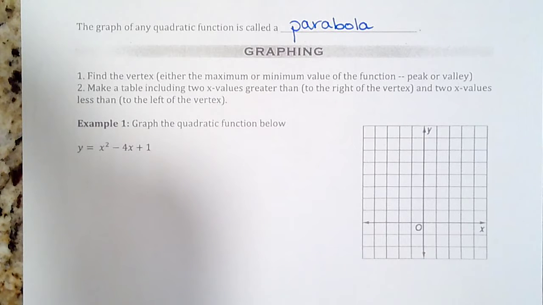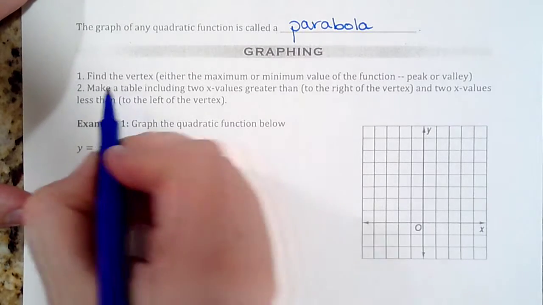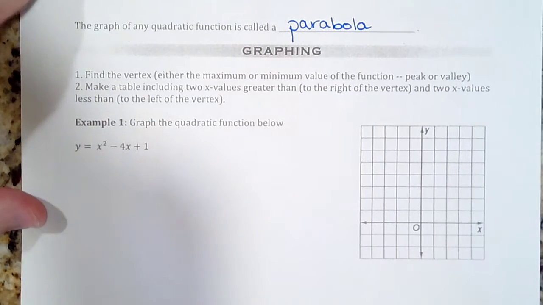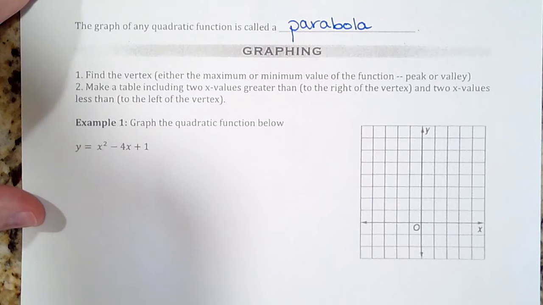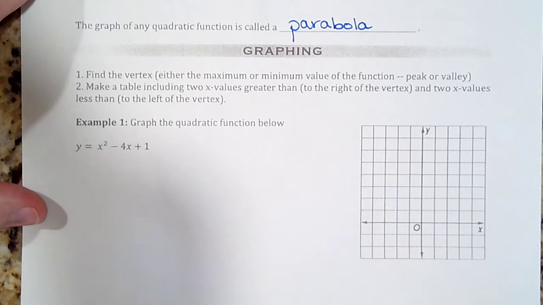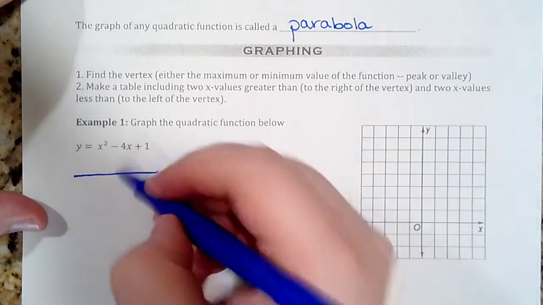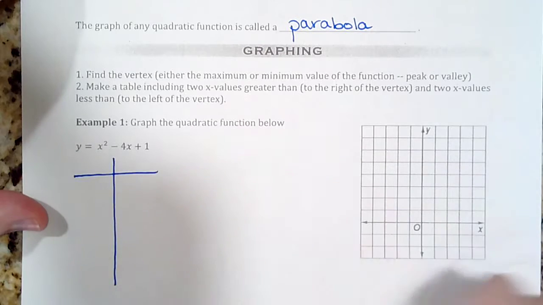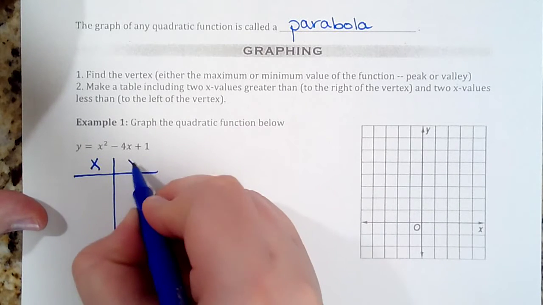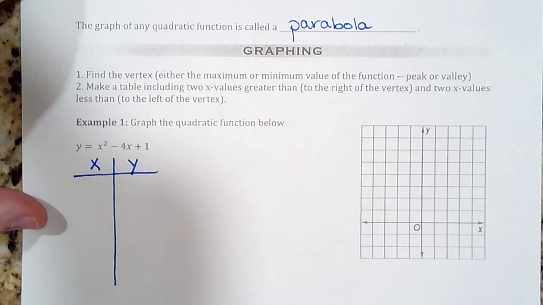Well, I always suggest creating a table. We'll find the vertex in a minute, but I actually like to make the table first just because it allows me to keep and store all of the information that I've been working with in one specific place. And you don't have to do it my way, but I think it's just a little bit more organized. So I'm going to put my table right here. We're kind of used to making tables, but it's been a minute. So there's your x and your y.